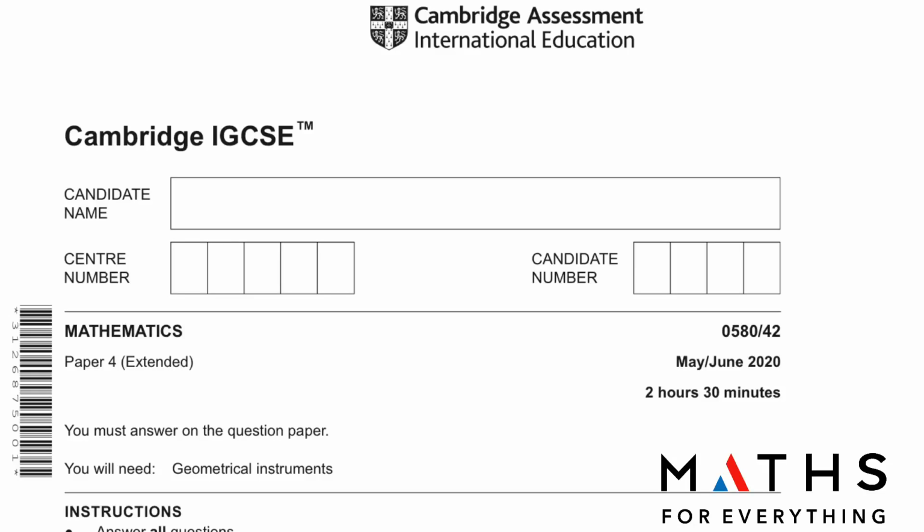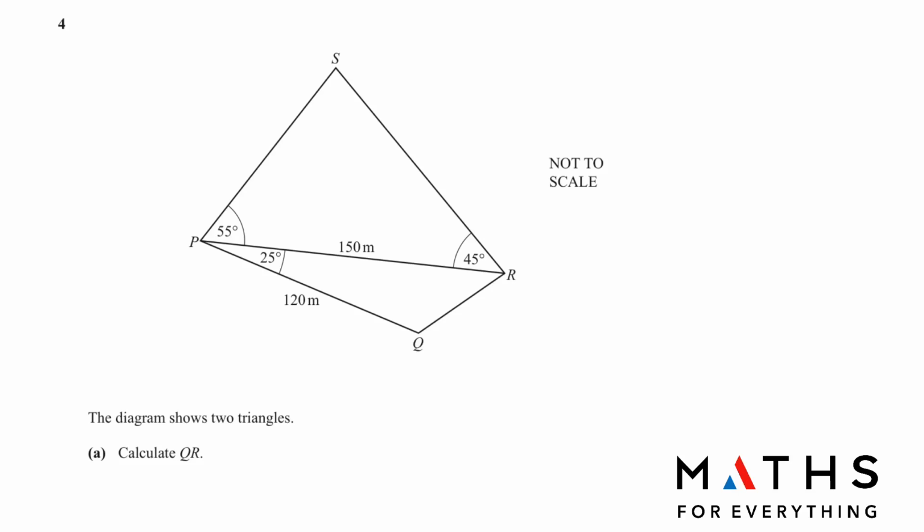So today we are going to solve Cambridge IGCSE Mathematics Paper 4 Extended, Variant 4-2, May-June 2020, question number 4 onwards. Question number 4. We have been given a quadrilateral and it has been broken into two parts by making two triangles. Calculate QR. So if we want to find QR, what do you have?